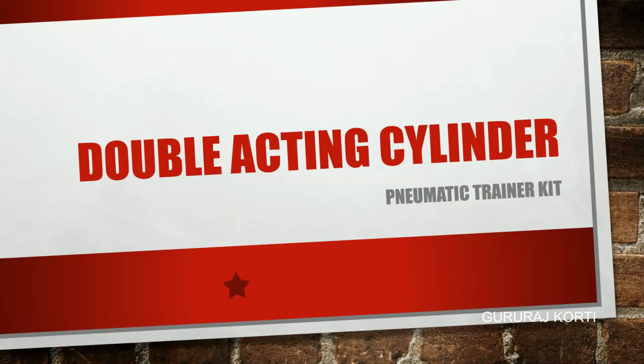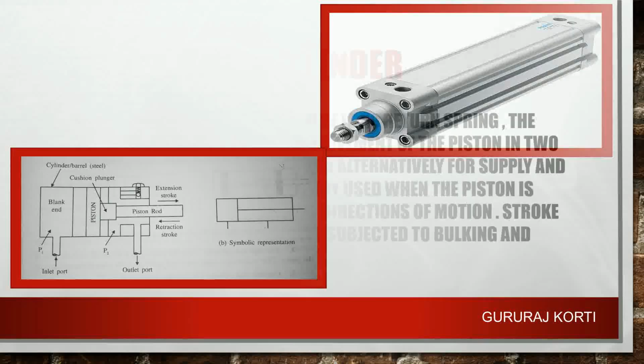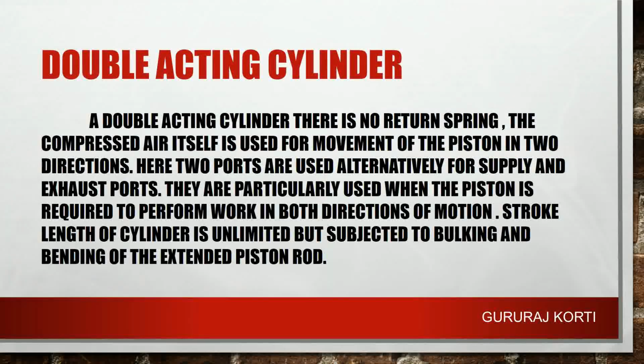Double-acting cylinder. In a double-acting cylinder, there is no return spring. The compressed air itself is used for movement of the piston in two directions. Here two ports are used alternatively for supply and exhaust. They are particularly used when the piston is required to perform work in both directions of motion. Stroke length of the cylinder is unlimited but subject to buckling and bending of the extended piston rod.